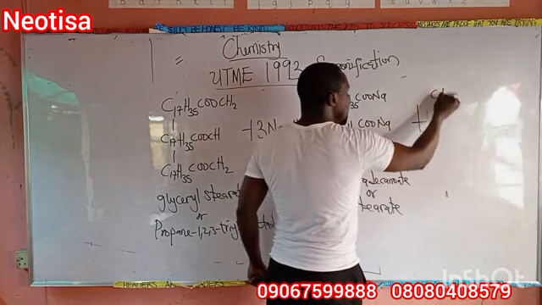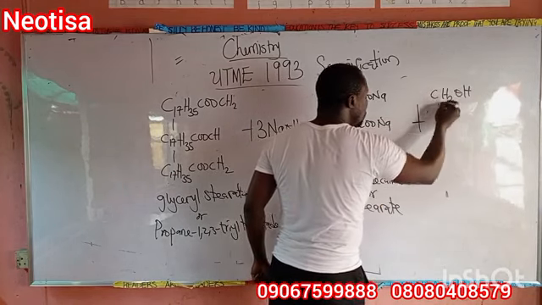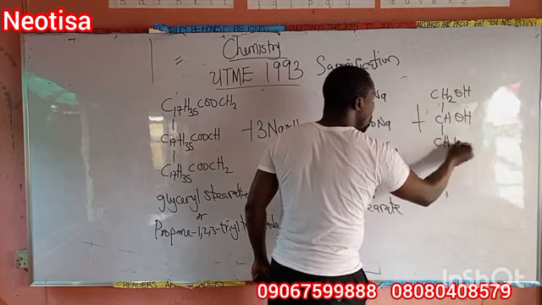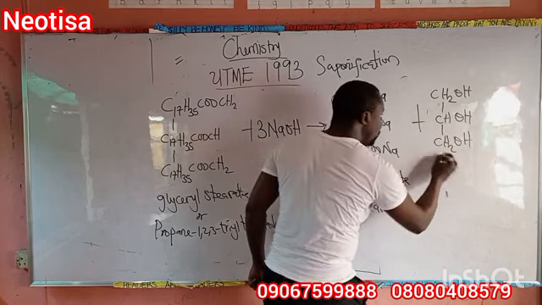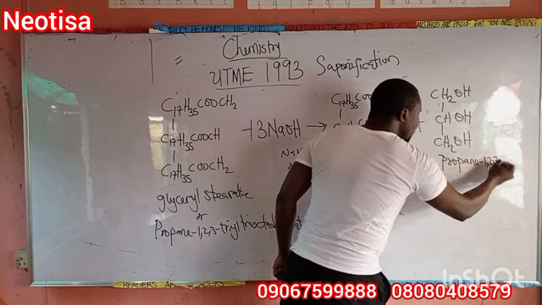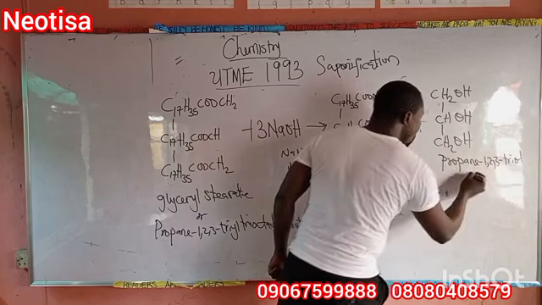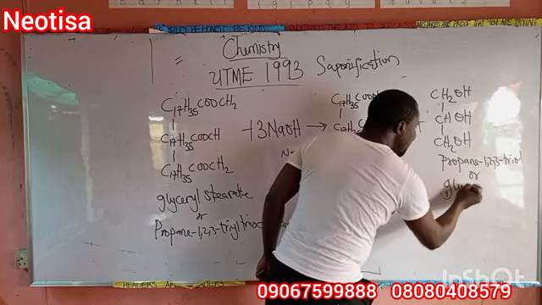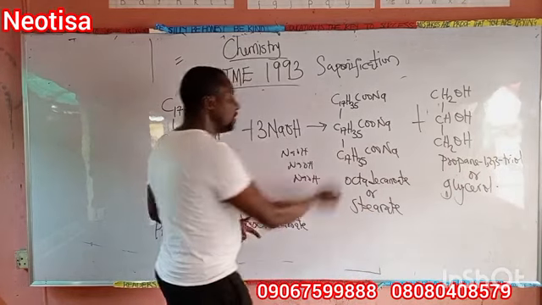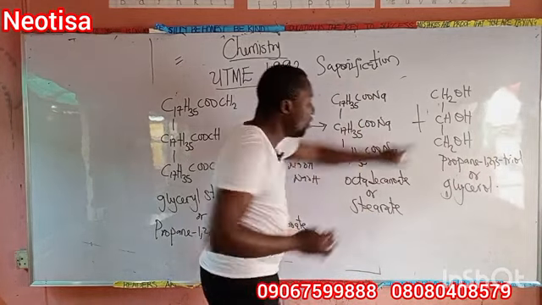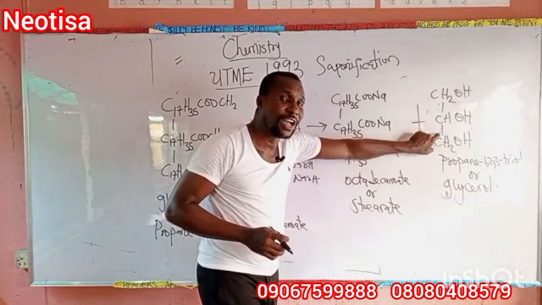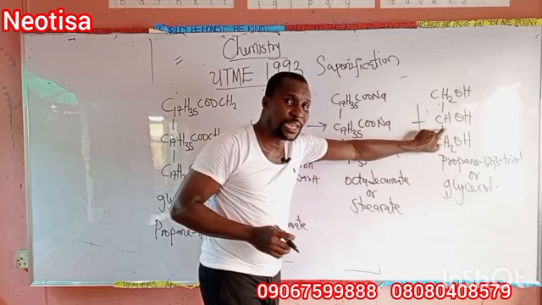We have CH2OH, CHOH, CH2OH. This is known as propane 1,2,3 triol or glycerol. This is the soap produced, and this is the glycerol, which is used as a body cream. Can be used as a body cream.